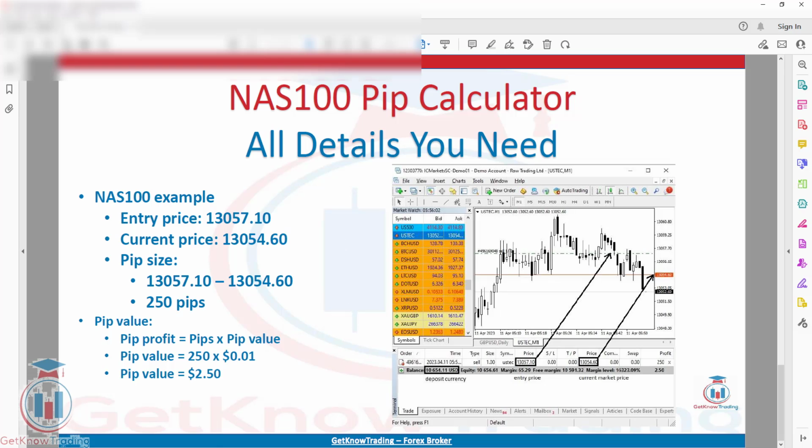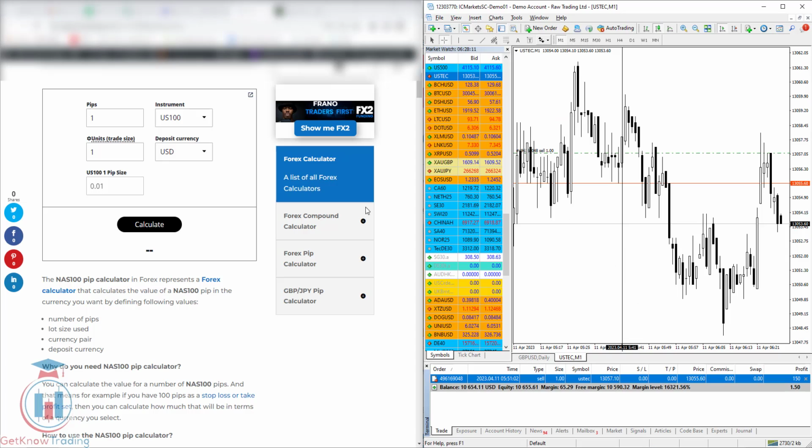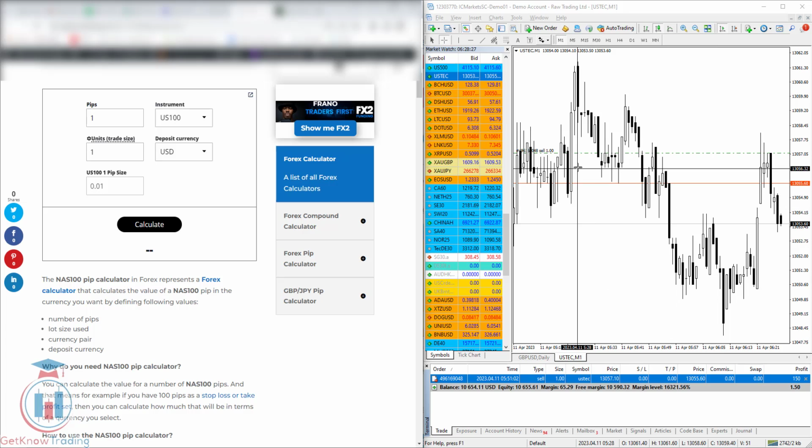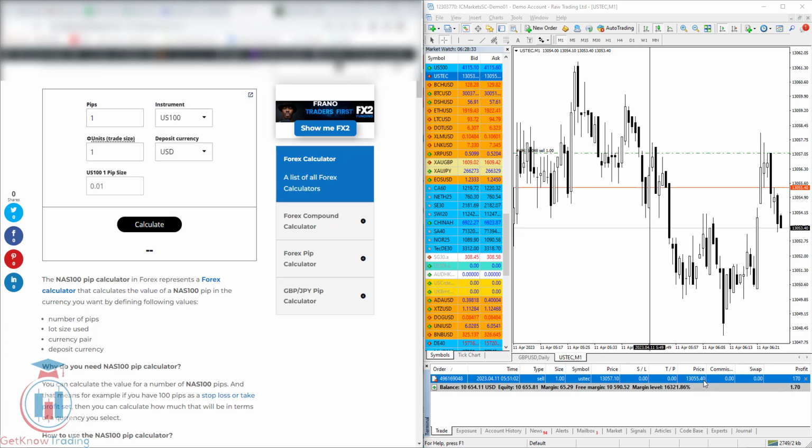Let's go now directly to the trading platform and also to the Pip calculator for the NASDAQ 100. Here it is already open one example of trade where I have started with 13,057.10. This is the entry price here. And the current market price is 13,055.40, and that is the difference of 170 pips.